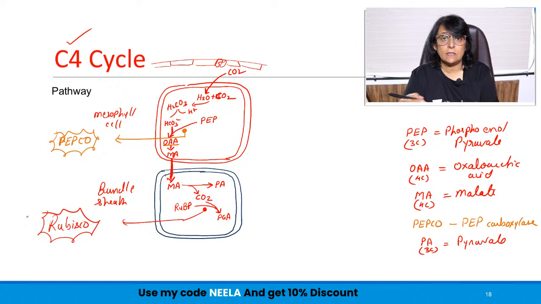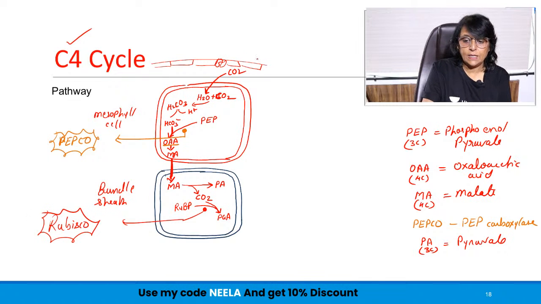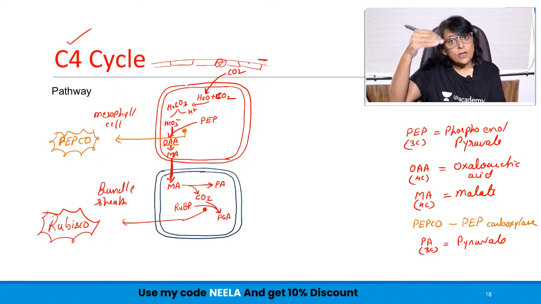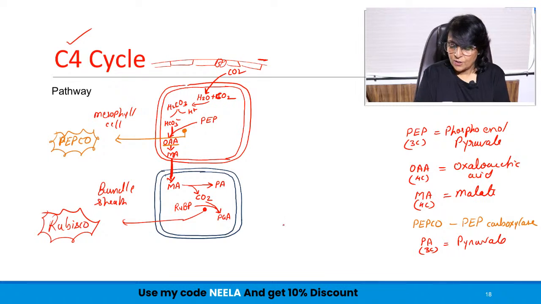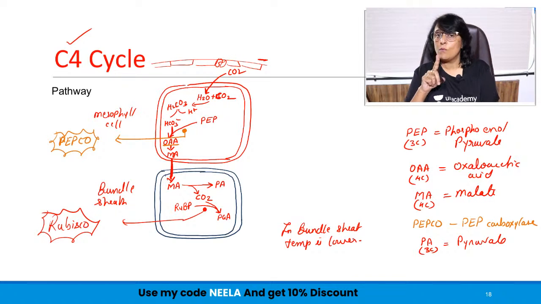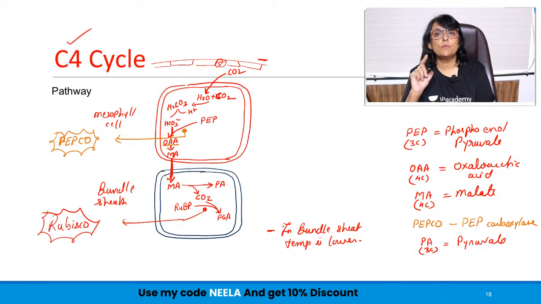You have shifted the site of Rubisco's action. It is not near the surface. It has gone deeper into the cells. As you go deeper and deeper in the cells, temperature is lower. So in bundle sheath cells, temperature is lower because these are inner cells. One problem solved. One problem was that Rubisco's behavior changes when the temperature is high.